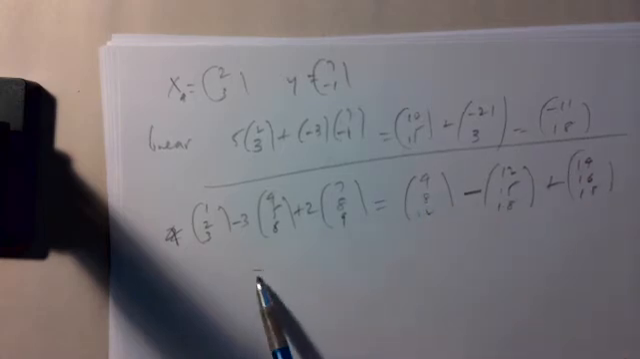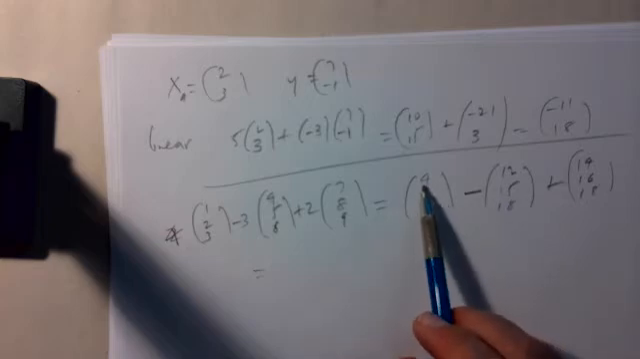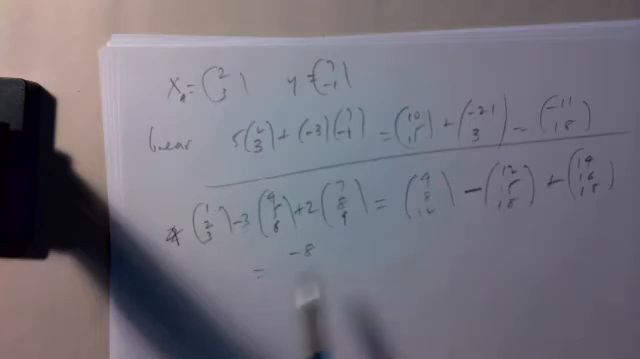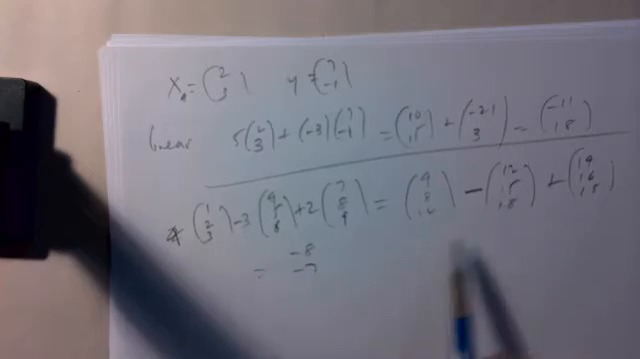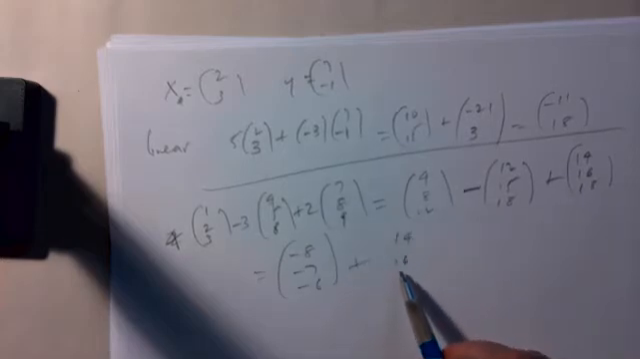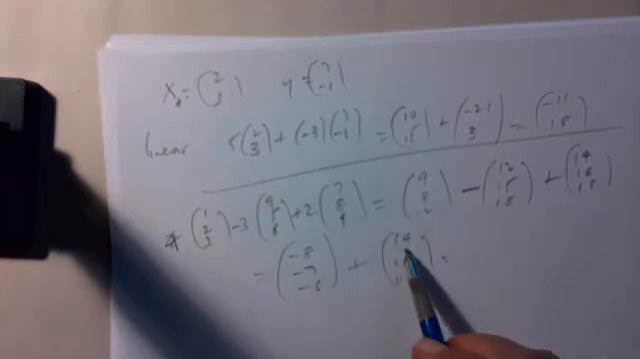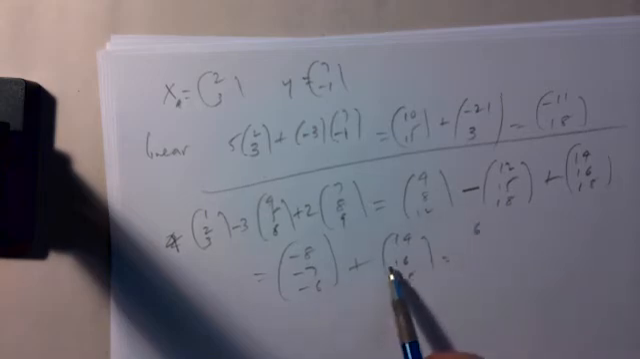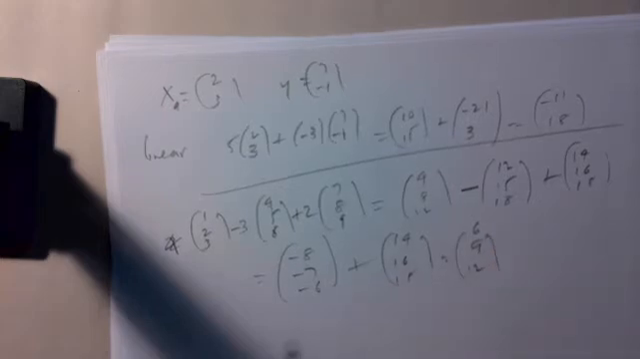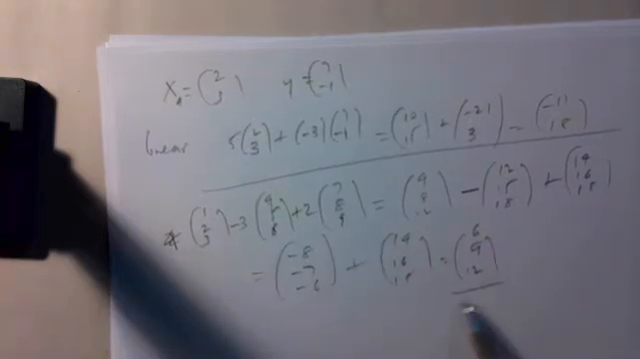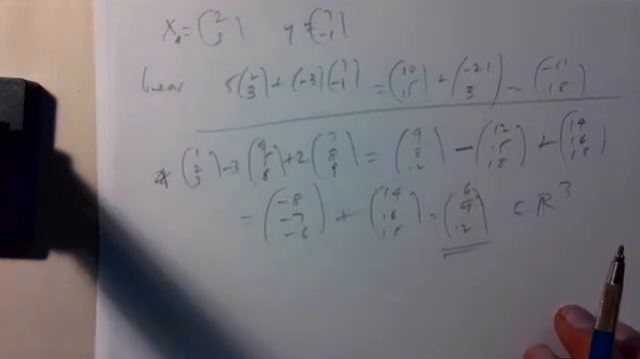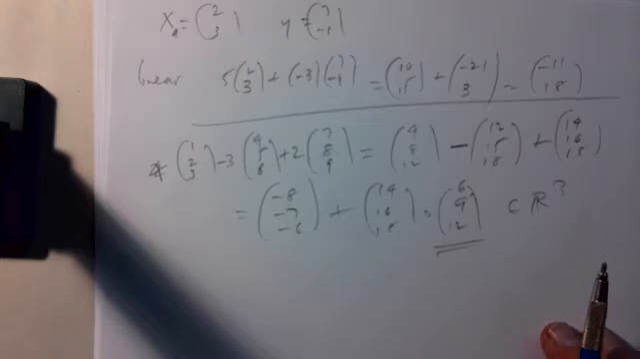So this minus this vector minus this vector, 4 minus 12 is minus 8. 8 minus 15 is minus 7. 12 minus 18 is minus 6. Plus this, 14, 16, 18. Minus 8 plus 14 is 6. Minus 7 plus 16 is 9. Minus 6 plus 18 is 12. So this vector is equal to this vector in R3, right? It's just doing a little bit of arithmetic.